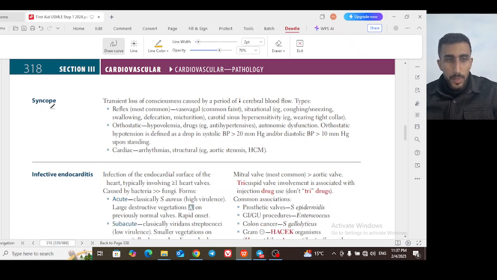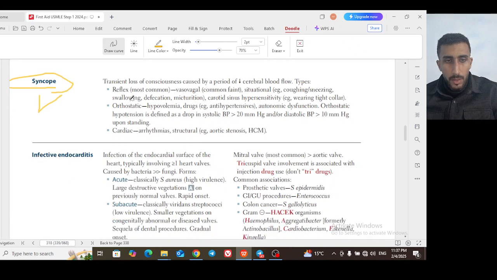Our next topic is syncope. Not much high yield. So you have reflex syncope, orthostatic syncope, and cardiac syncope. First you have to exclude the most dangerous one, which is cardiac syncope, maybe due to arrhythmia or structural heart disease. So the patient may go into syncope, and the cause may be arrhythmia.